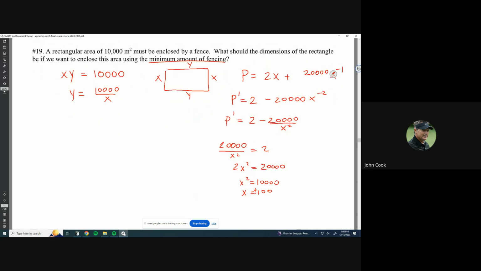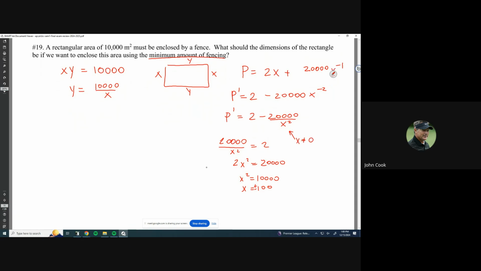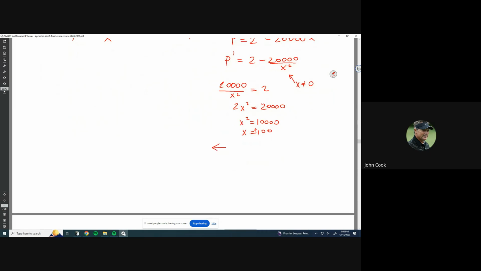So if p prime is equal to this, then that means that obviously x is not allowed to be equal to 0. So here's how I'd write up my number line now. So I'd have 100, I'd have negative 100, and then I'd also have 0 because 0 is not allowed in my derivative. So this gives me 1, 2, 3, 4 intervals, negative infinity to negative 100, negative 100 to 0, 0 to 100, and then 100 to infinity.